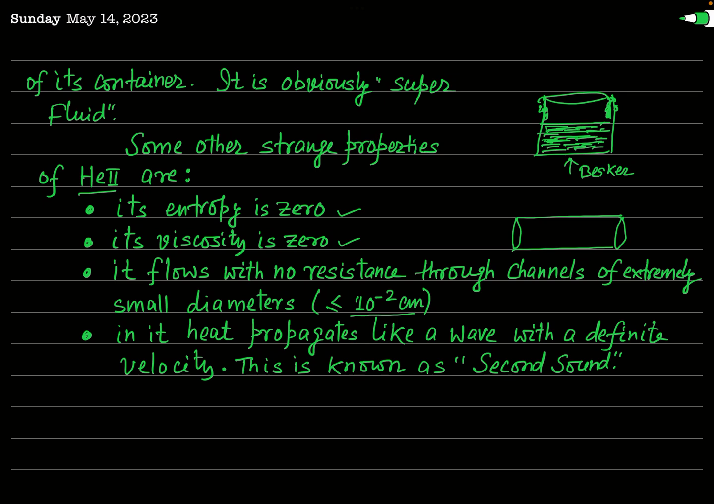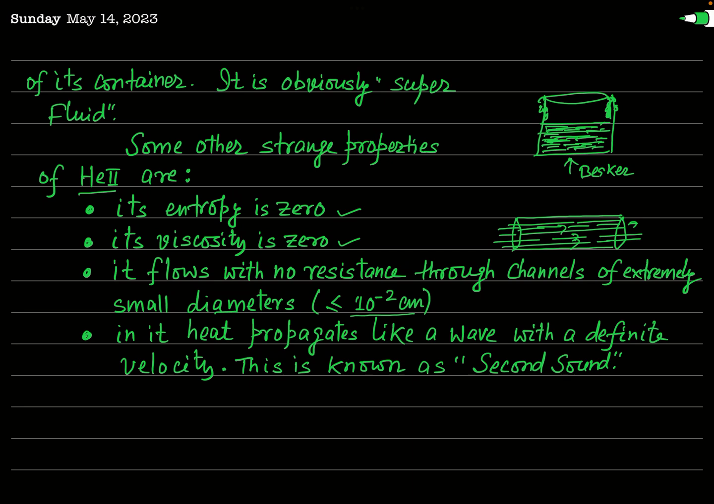So this is a very narrow, extremely narrow channel. But even through this narrow channel, this helium liquid flows without any resistance. In the case of a normal liquid, whenever the liquid passes through a channel, it feels resistance because it has viscosity. But the viscosity of helium II is zero, so it flows with no resistance through channels of extremely small diameters.